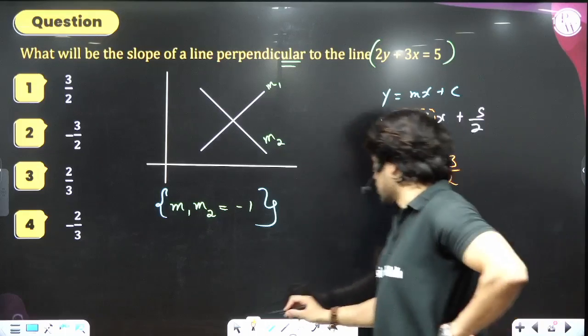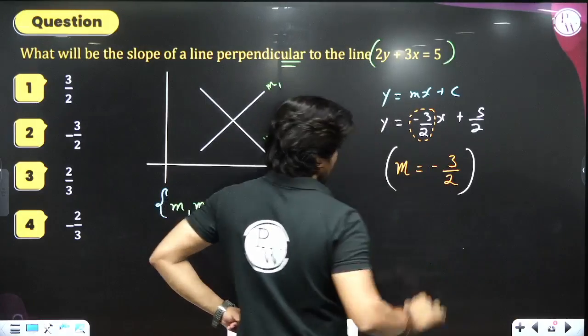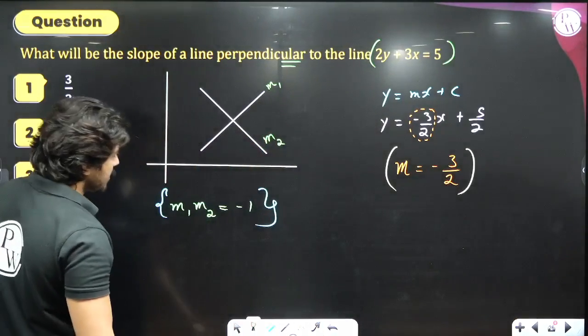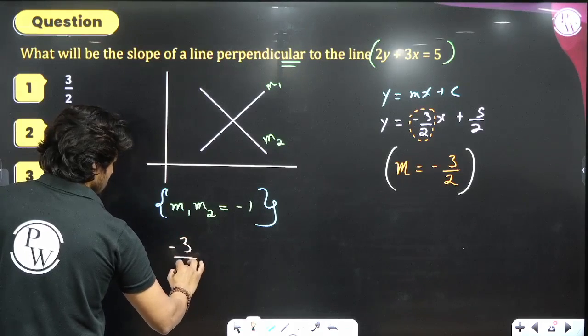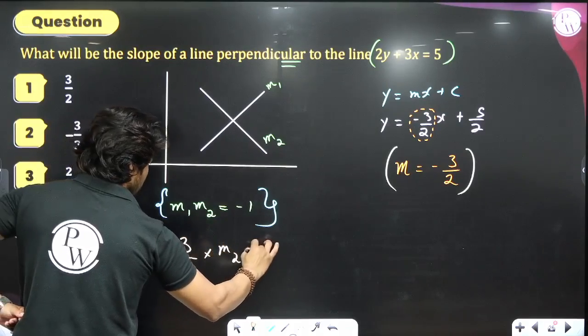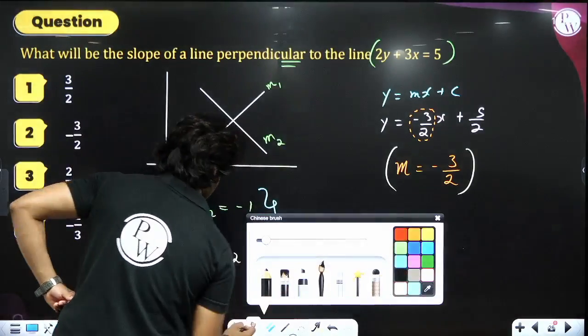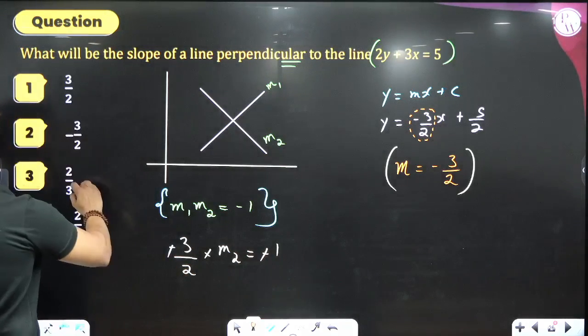Okay, m is minus 3 by 2. Perfect. Cool. If this is m, what is m? Minus 3 by 2 into m2 equals -1. So this gets cancelled out. M is 2 by 3. So the answer is 2 by 3.